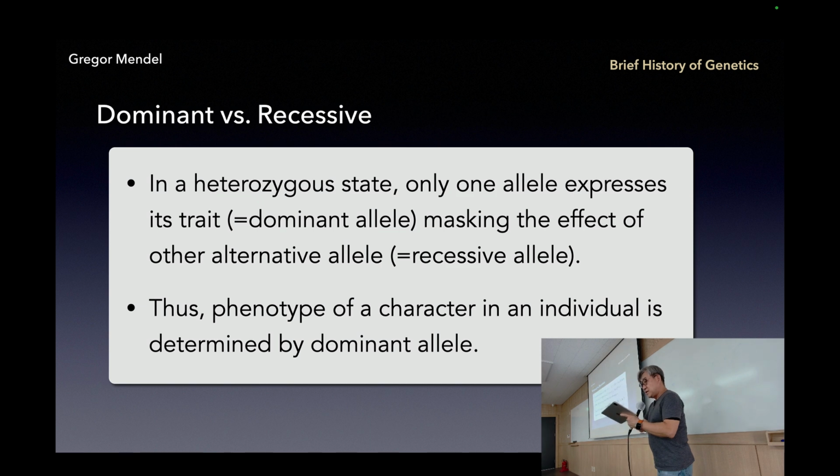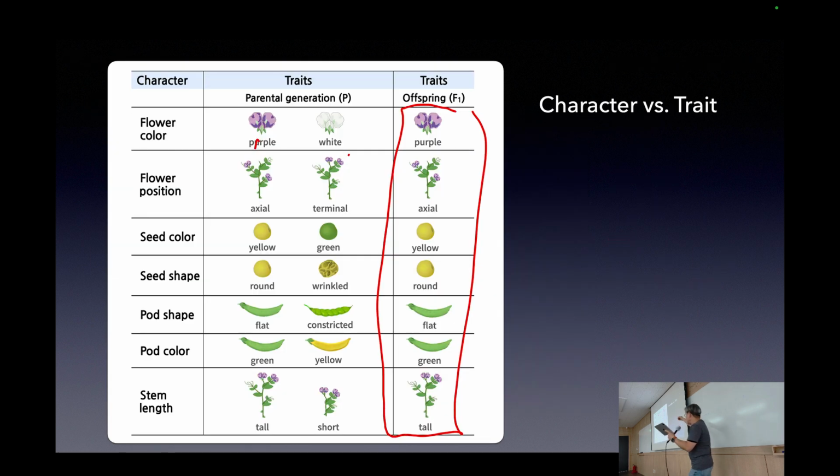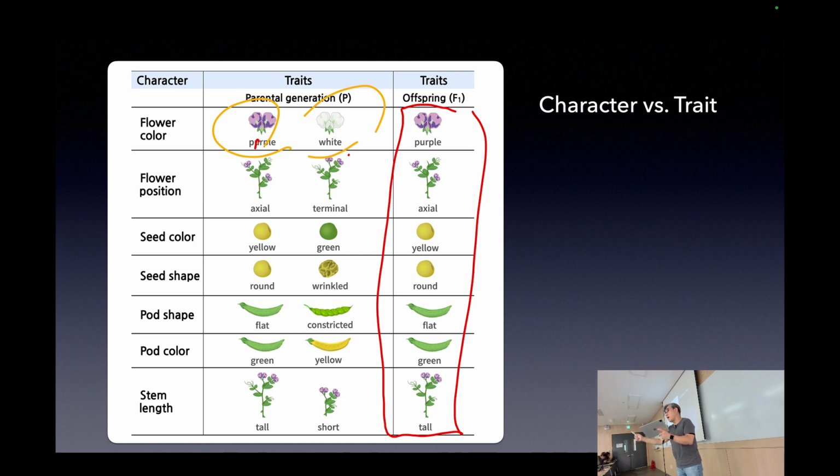But anyway, in such a heterozygous status, not two, and not the mixture, but only one of the two shows, as he observed, and as most of you already understand these days. When there were two traits, purple versus white, at least in the first generation all of the offspring showed purple, which means the white color trait is gone. But it's not permanently gone, simply disguised, masked.